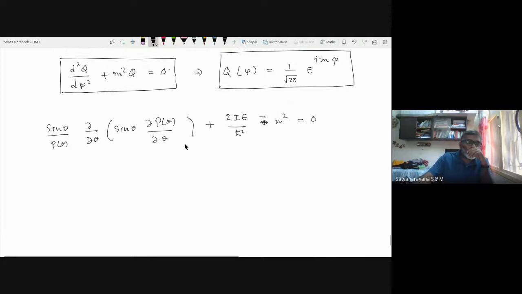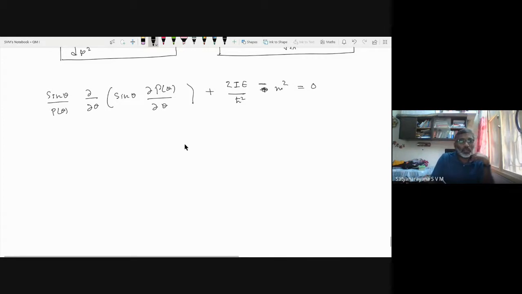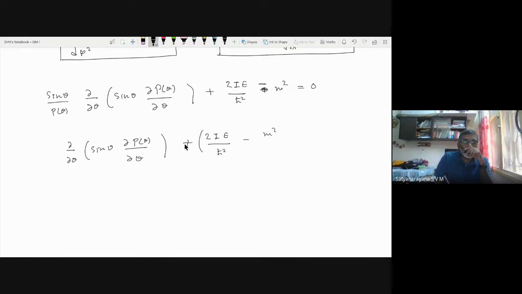Now the theta part of this equation, let us write this as: dou by dou theta of sine theta dou P of theta by dou theta, plus twice IE by h bar square minus m square, this quantity, divided by sine theta, is equal to 0.